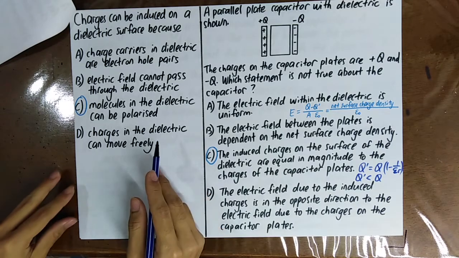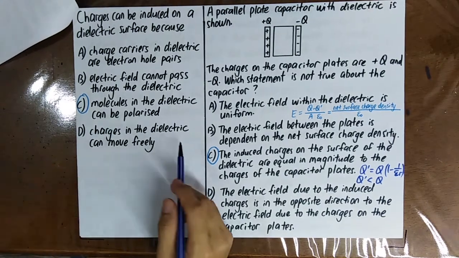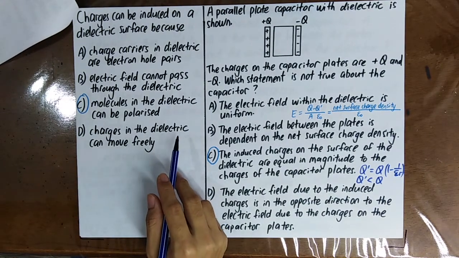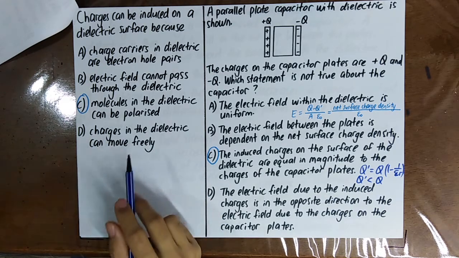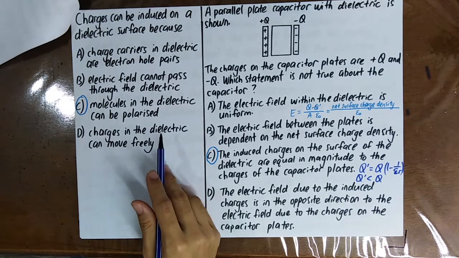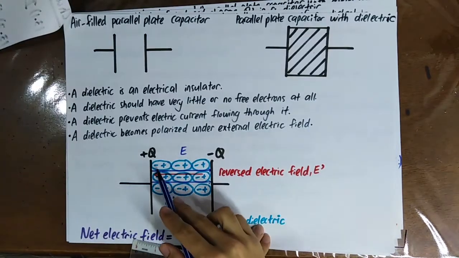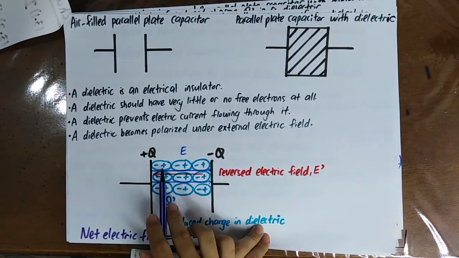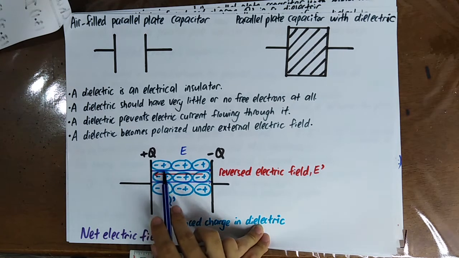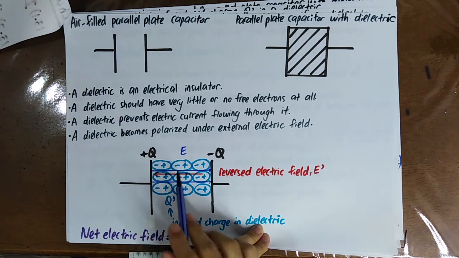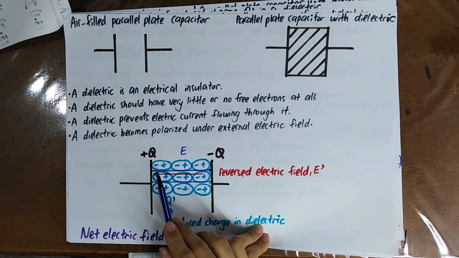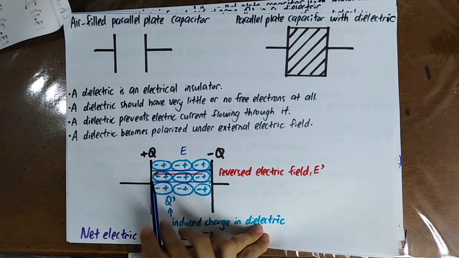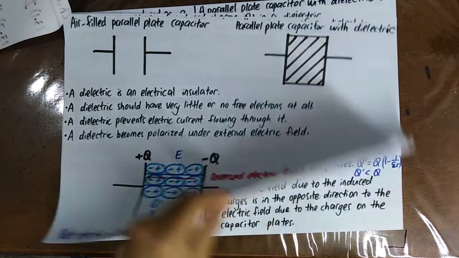Charges in the dielectric can move freely. Dielectric is an insulator, and therefore the charges cannot move freely. You can only induce the charges. That means that the charges cannot get out of the individual molecules. You cannot say that the positive charge here will move to here. No, they cannot move anymore because the dielectric is an insulator.